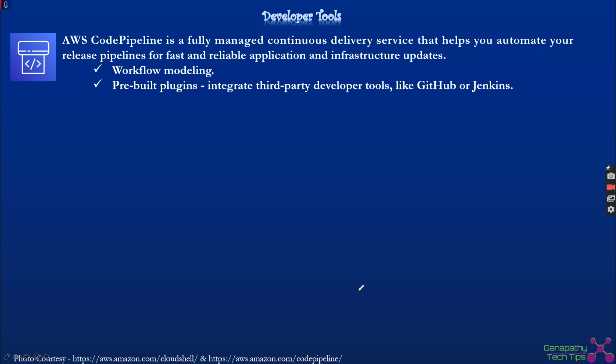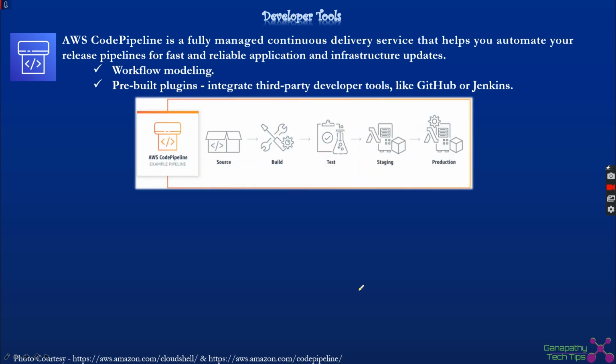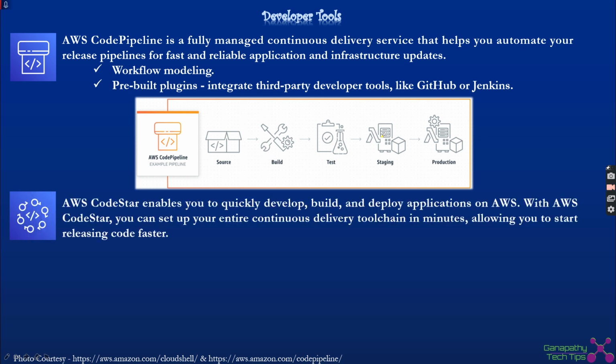CodePipeline comes with workflow modeling, where you get a lot of pre-built plugins which integrate third-party tools such as Jenkins and GitHub as well. You can create a pipeline where you give the source, it will build, test, stage, and move it to production. So end-to-end code deployment, everything using the integrated services of CodeCommit, CodeBuild, and CodeDeploy, you can orchestrate using CodePipeline.